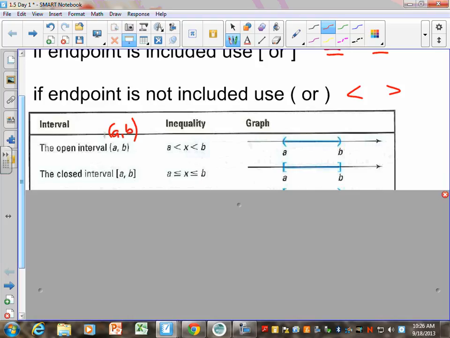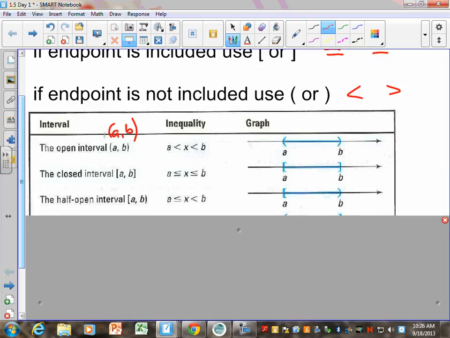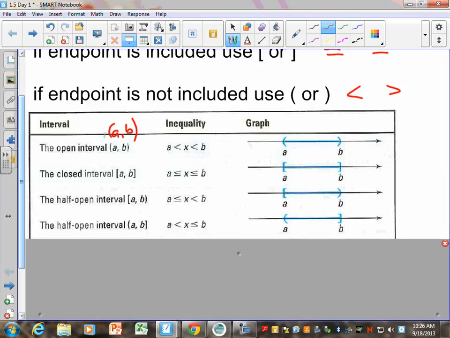Then we could have one half open and one half closed. I don't know if you get both of those or not, but I'm going to show you both, and it's up to you if you want to write both of them. What if A was included and B wasn't? Or what if A wasn't included and B was? Half of it can be a parenthesis, half of it can be a bracket.